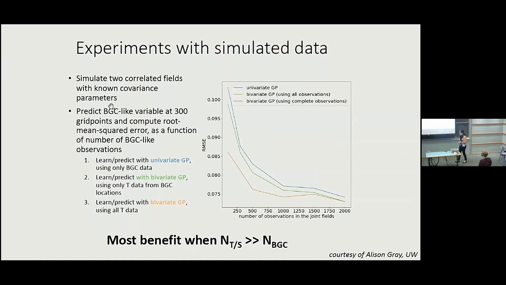We tried doing either univariate Gaussian process regression on the sparse oxygen data or oxygen-like data, or doing bivariate Gaussian process regression. And we see that there is an advantage of doing the bivariate Gaussian process regression. And this advantage is larger when the difference in number between the two groups of observations, so those where we know everything, including the BGC variable, and those where we only have temperature and salinity, is larger. Then we see the most benefits of the method.